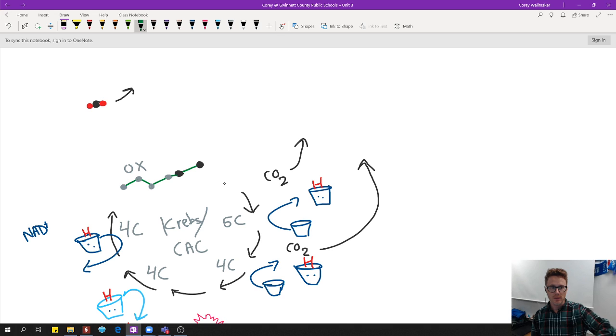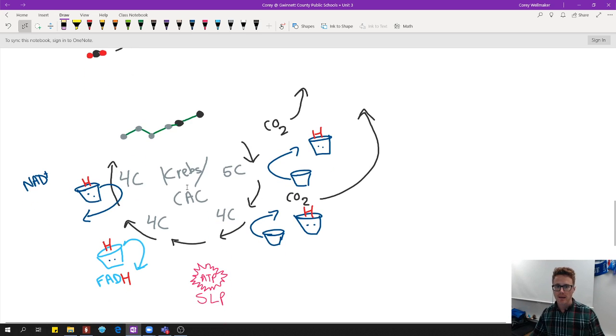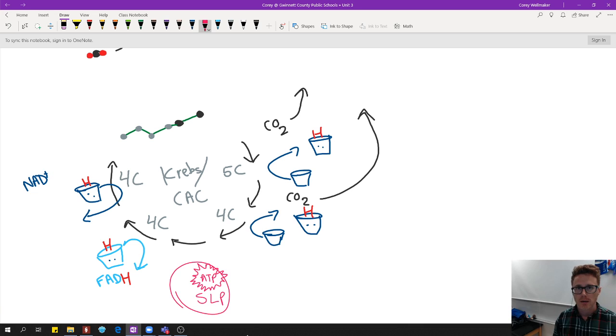The citric acid is sent through the cycle yet again, and we're just loading these buckets up so that we have high energy electrons. We do get a little bit of ATP made, but that is not the primary objective of the Krebs cycle or the citric acid cycle. The primary objective, hopefully it's clear here, is to create these buckets, NADH and FADH2.